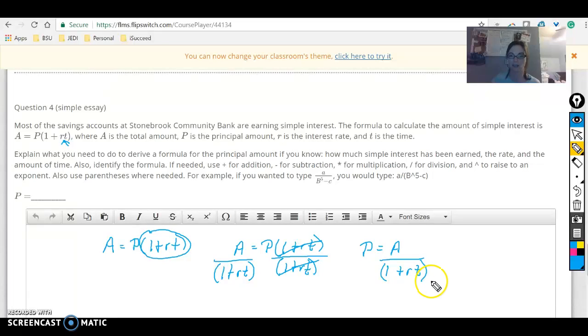All right, that's it. And if you'd like here, you can describe the steps that I took to do that. I divided both sides by the quantity 1 plus RT. So we get the final answer of principal equals amount over 1 plus rate times time. And that's pretty much it.